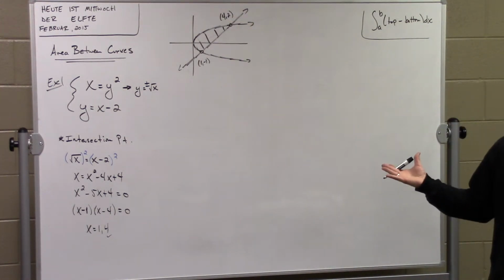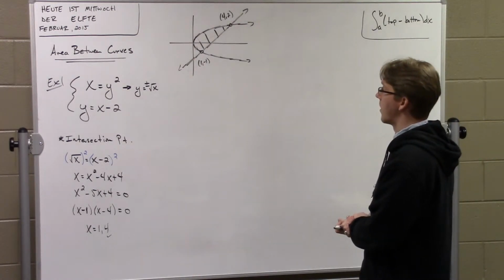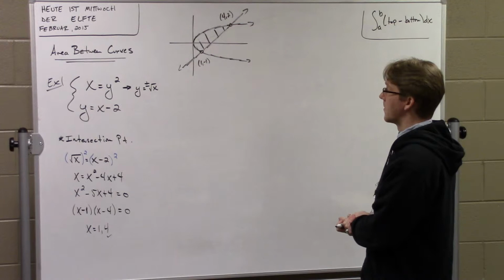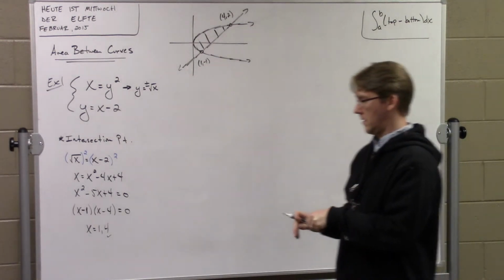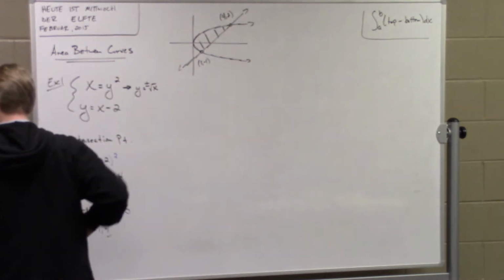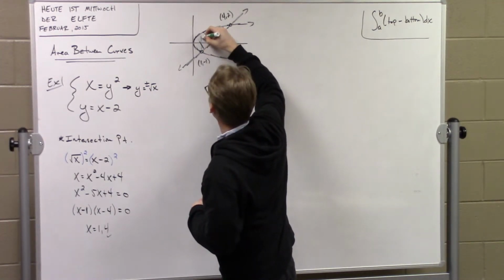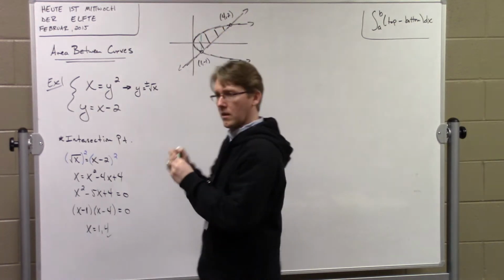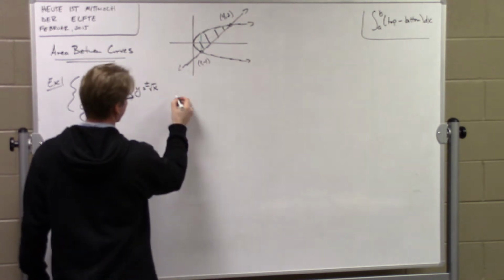Everybody go with that? The top is always going to be the positive square root of x. And the bottom will be the negative square root of x from the interval of 0 to 1. And then x minus 2 from 1 to 4. So we set this up into two intervals.